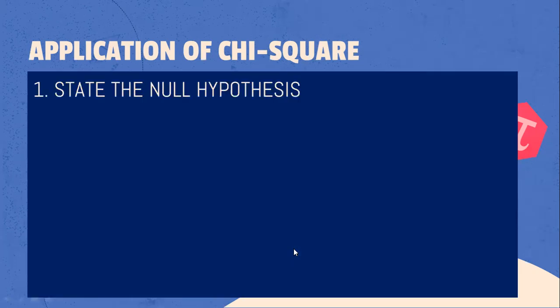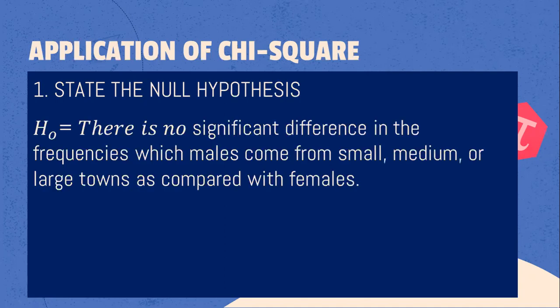Now, how do we solve and how do we interpret chi-square? Let's now try to apply chi-square on the given example. Step number one, state the null hypothesis. What is the null hypothesis?